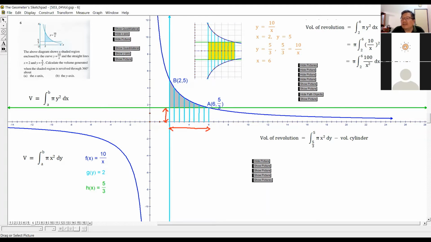Then another one is pi r squared h. Pi is pi. R is 5 over 3, so this part is 5 over 3 squared, times h. H is the height of the cylinder, and it is this part. So the next step, when you integrate 100 over x squared, you have negative 100 over x, right? And this you multiply together, you get 100 over 9.